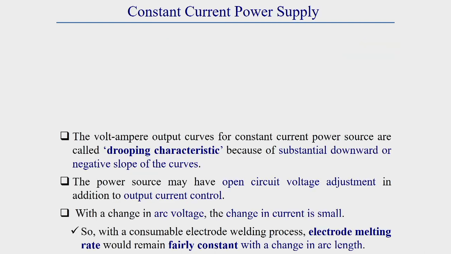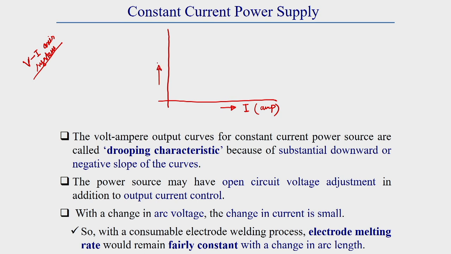Now we will go one by one through the static power source characteristics in detail. First of all, we will see what the constant current power supply characteristics are. Generally, all characteristics curves are represented in the VI axis system, that means voltage ampere axis system, which is used for representing the characteristics of power sources. Here this horizontal axis represents the current, which is in ampere, and the vertical axis represents the voltage, which is in volts.